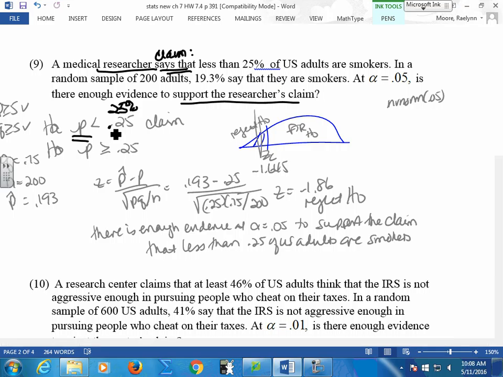It has no equal sign. This is my HA. I follow this tail. It points to the left. I have a left tail test. HO is the complement. In this case, greater than or equal to.